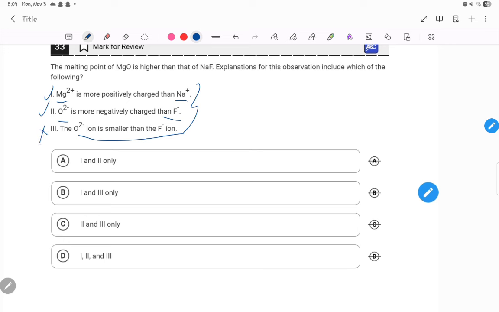Second of all, O2 minus is more negatively charged than F minus. What does this mean? This means that it has more electrons and thus it will have a bigger radius. So the only two correct are 1 and 2.